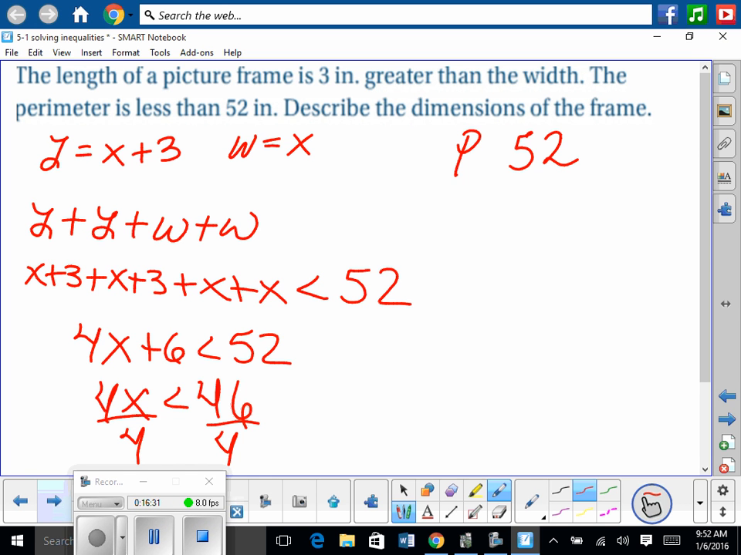So the answer is the width. Okay guys, so stay with me. You wanted to see it. So x is less than 11.5. So this is what our answer would be. Our width is less than 11.5. Our length is less than 11.5 plus 3, which is 14.5.